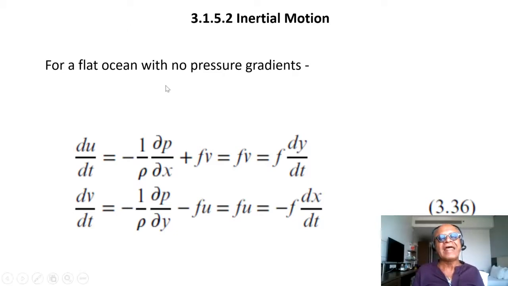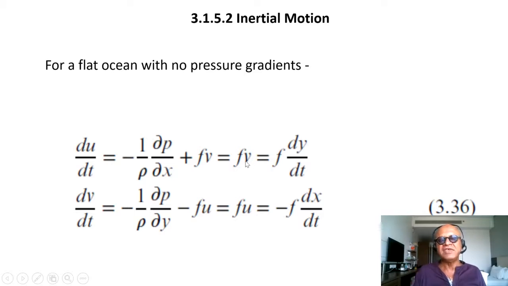Okay, for a flat ocean with no pressure gradients, so let's assume the entire planet is an ocean and it has no pressure gradient to start with. Look at our balance. So the acceleration term is going to just be balanced by the Coriolis term, because we have assumed that there is no pressure gradient.